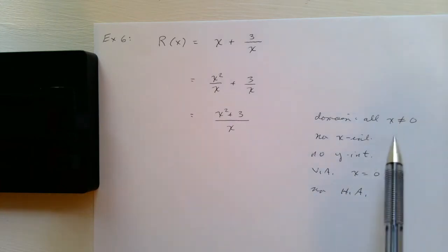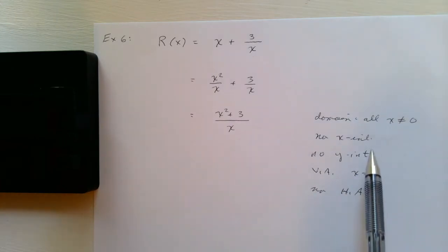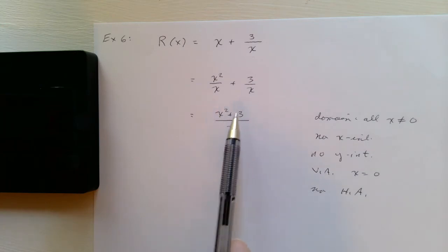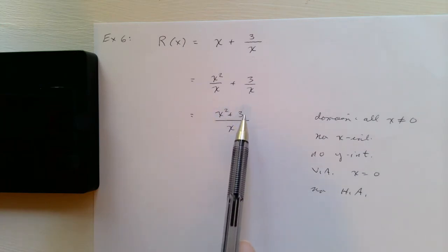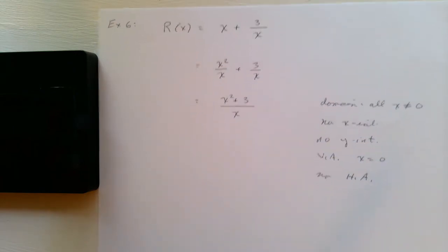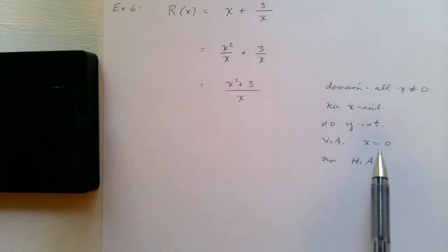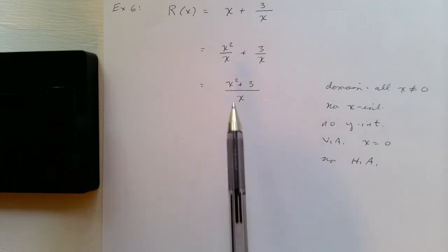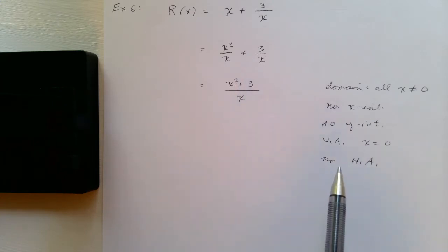Okay, the domain will be every number except 0. X squared plus 3, there's no way that this can ever be 0, right? Because x squared plus 3 is always going to be at least 3. So there's no x-intercepts. Because 0 is not in the domain, there can't be any y-intercept. The vertical asymptote is at 0. And because the degree of the numerator is bigger than the degree of the denominator, there's no horizontal asymptote.